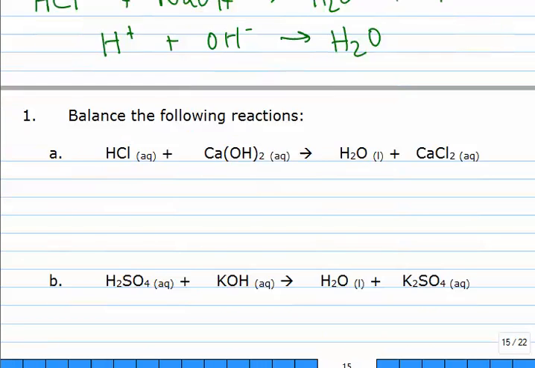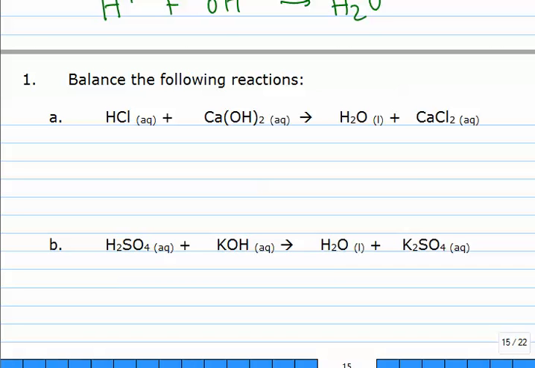So let's do a couple of simple examples here. These are the ones that we had done as an activity in class. Okay, so here we have HCl, hydrochloric acid, reacts with calcium hydroxide to form water and aqueous calcium chloride. So again, 1 mole of H plus reacts with 1 mole of OH minus to produce 1 mole of water. And we really just want to focus on the water formation here. Okay, so in HCl we have 1 H plus. In calcium hydroxide, we have 2 moles of hydroxide for every 1 mole of calcium.